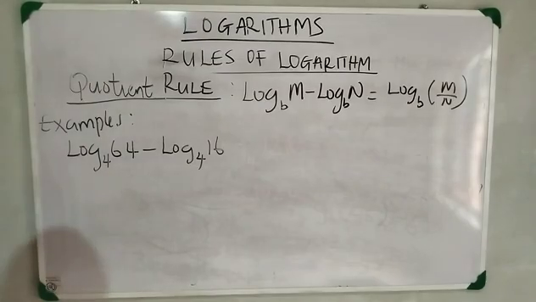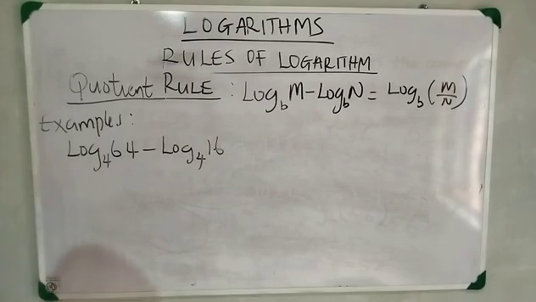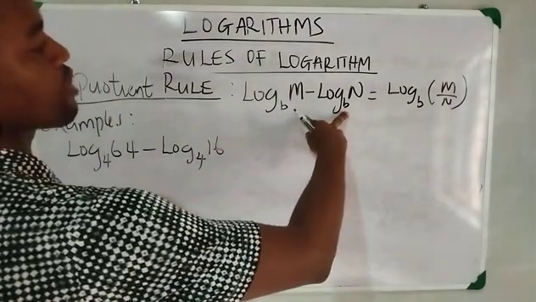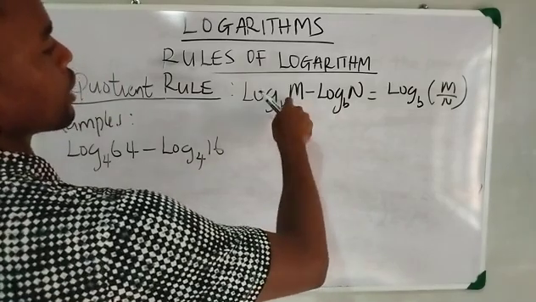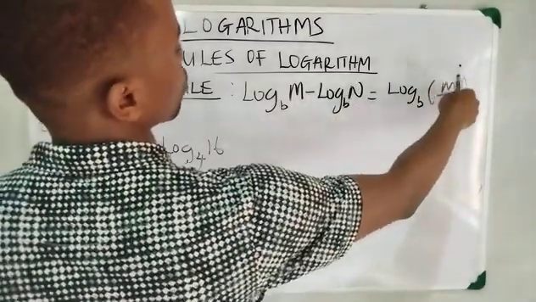Welcome back. Still on the rules of logarithms, we are talking about the quotient rule now. Some people also call it the subtraction rule, alright? It tells us that when two logarithms have the same base and they are subtracting, they are going to divide each other.